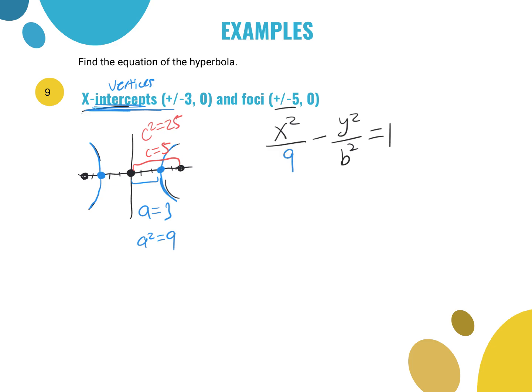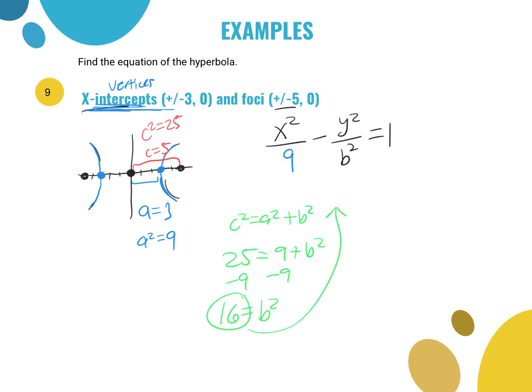Our b squared we can get from using this little formula, c squared equals a squared plus b squared, and c squared in this case is 25. A squared is 9 plus b squared. All we have to do is subtract 9 on both sides, and I get 16 equals b squared. So then what I do with that 16 is plug it into our equation, replacing b squared with 16. And then we get something like that as our final answer.